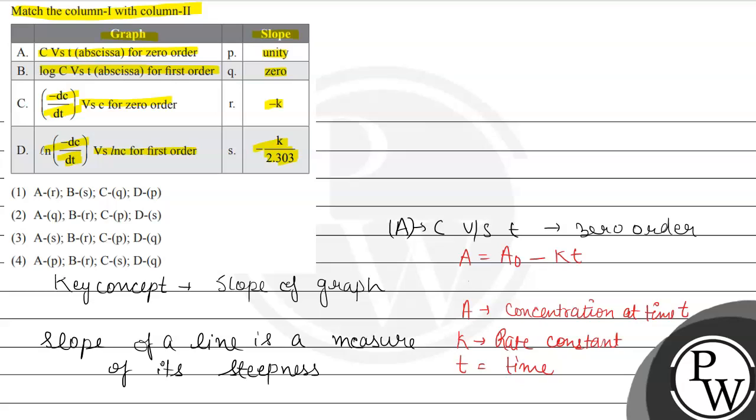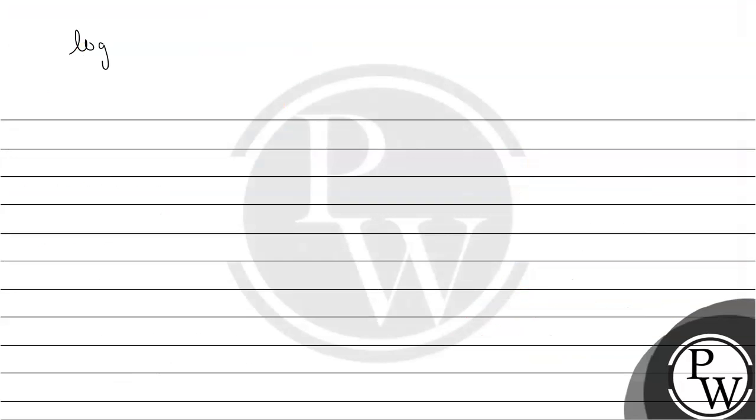So we can relate this with the straight line equation जो होती है y is equals to mx plus c, and जो m है it represents the slope. So हम अगर compare करेंगे हमारे equation को so m will be equal to minus k. So from here we can say concentration and time में graph आएगा that will have the slope of minus k, and जो a है it match to the r which says minus k slope.